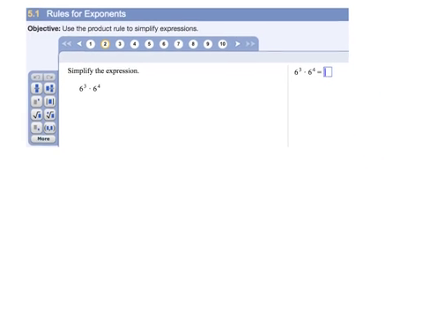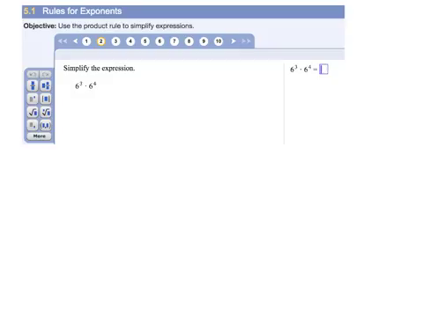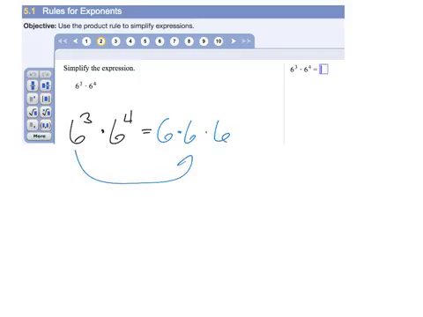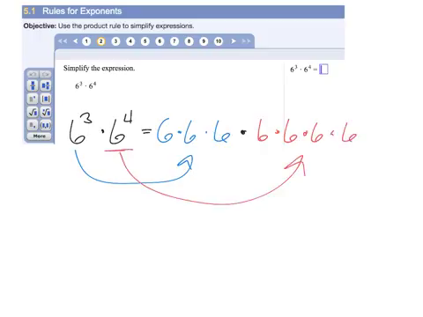So here we go. On this one, we've got 6 to the third power times 6 to the fourth power, and that means 6 times 6 times 6, because that's this, times 6 times 6 times 6 times 6, because that's this. And then what do you have all together? Well, you count 1, 2, 3, 4, 5, 6, 7. So this is equal to 6 raised to the 7th power.